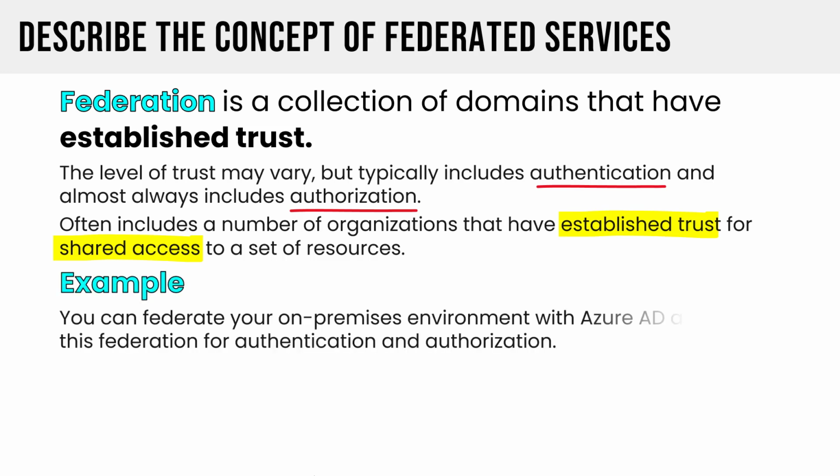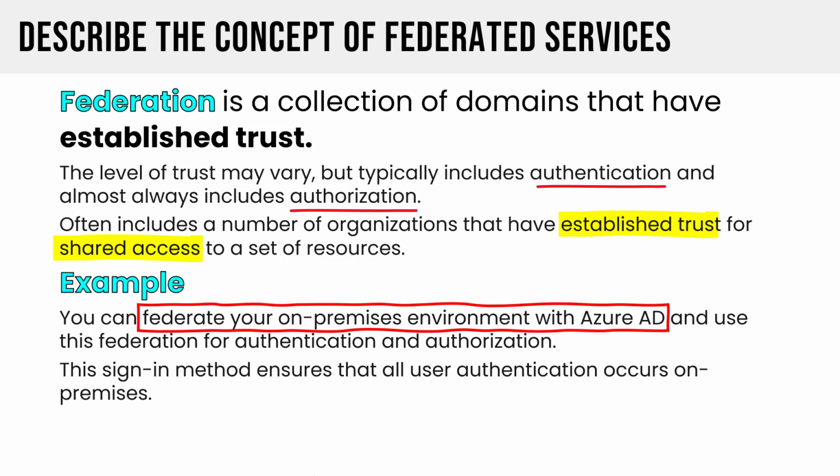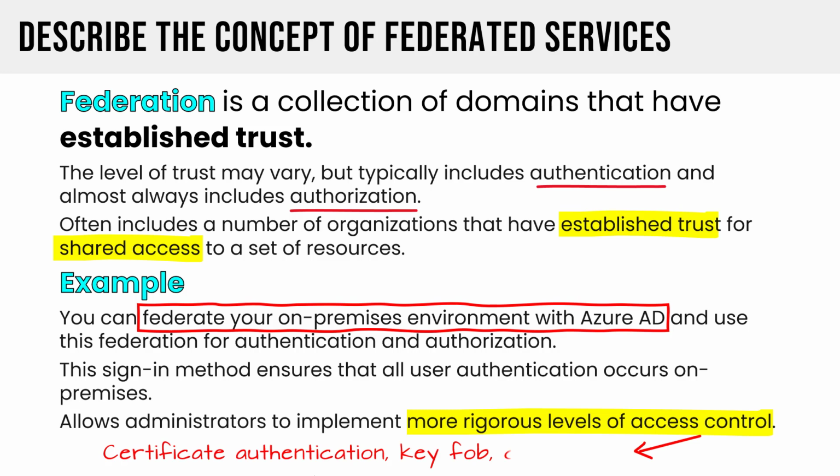An example of this would be you federate your on-premises environment with Azure AD, and you use this federation for authentication and authorization. In fact, this is the most common federated identity model that I've seen implemented in production. And this sign-in method ensures that all user authentication occurs on premises. It also allows administrators to implement more rigorous levels of access control. And in recent years, the primary drivers of federated identity were the more rigorous levels of access control. So for example, certificate authentication, key fob, or special card tokens.